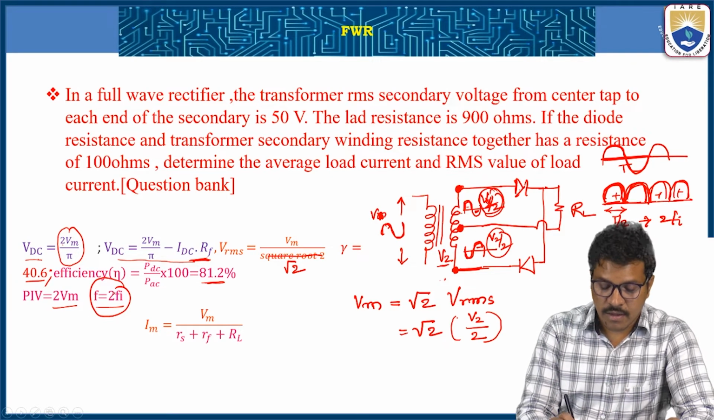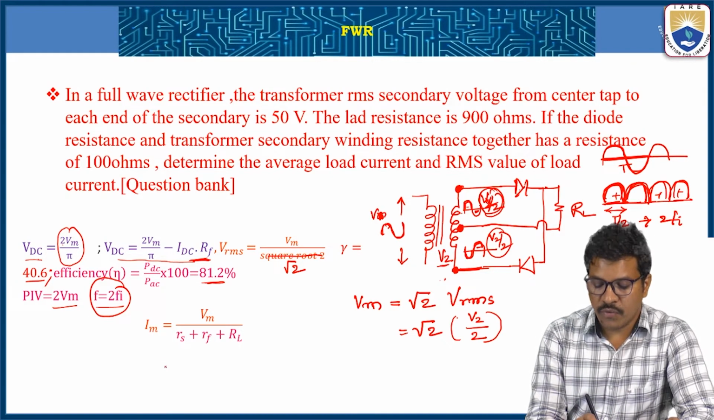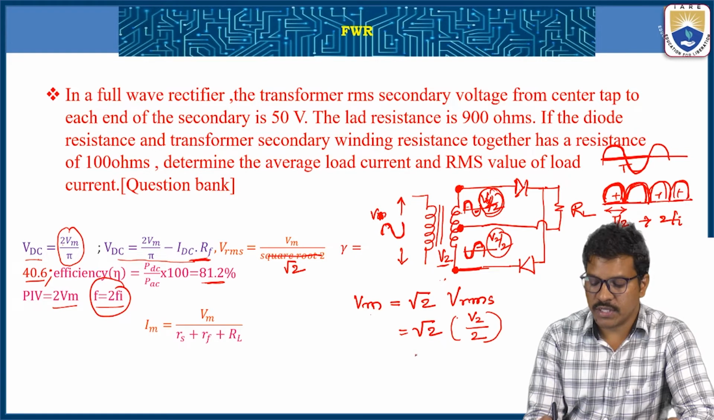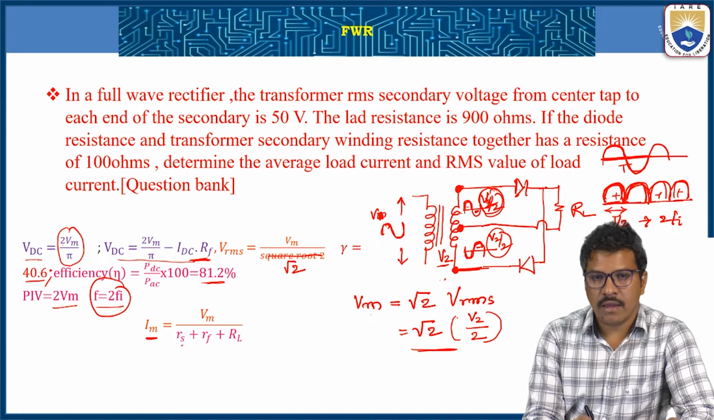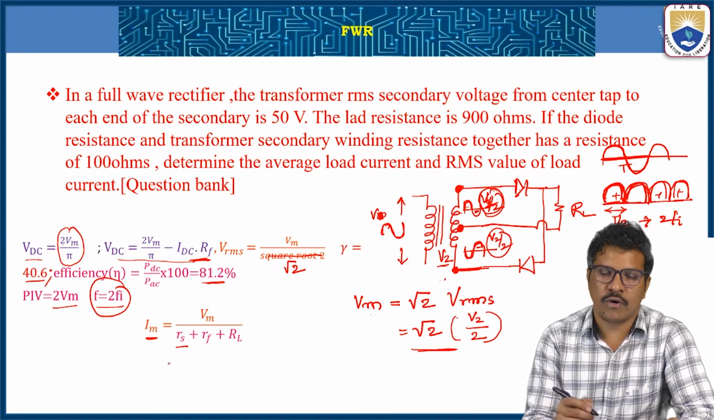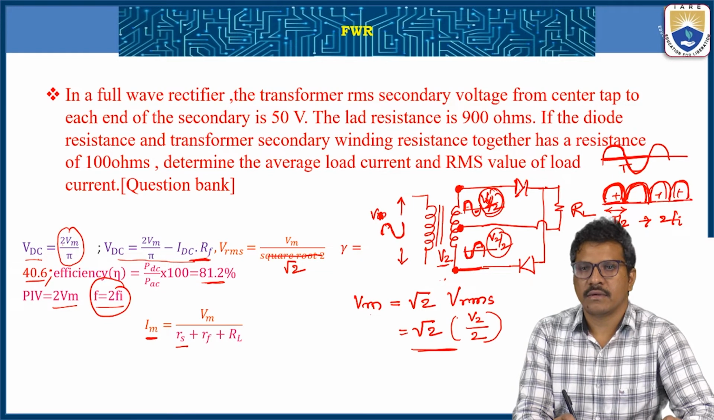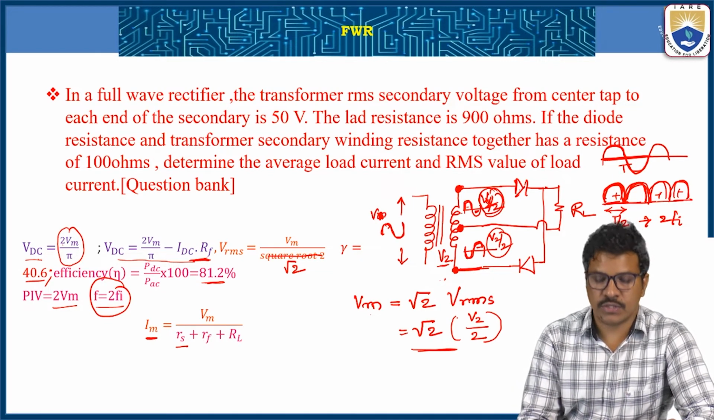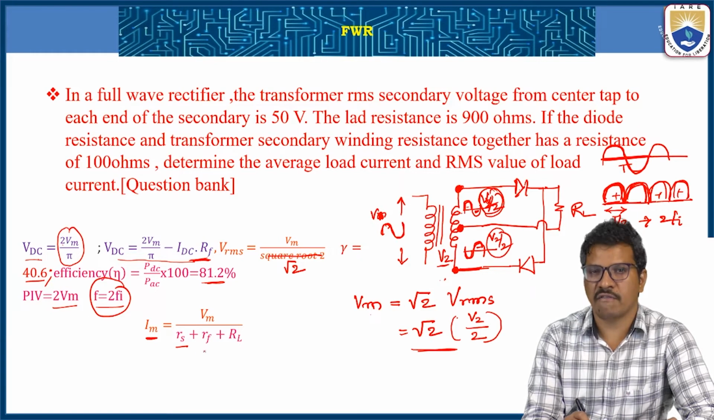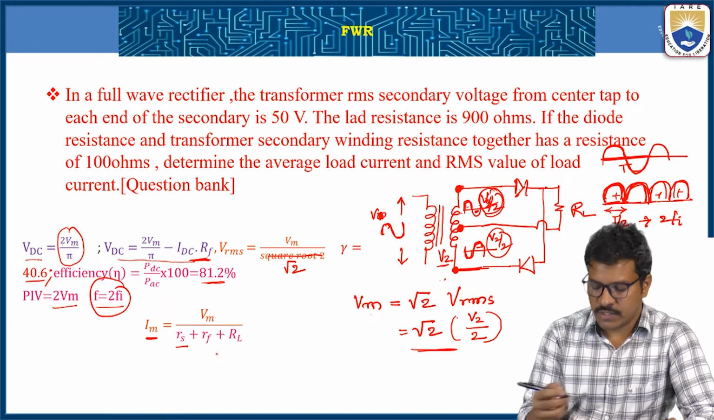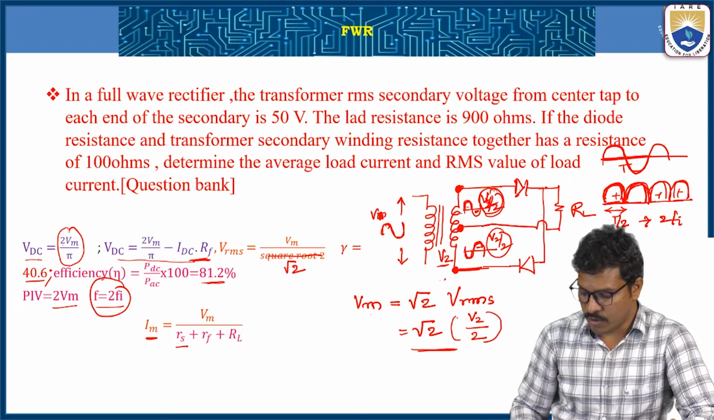So when we know the maximum voltage using this formula, then we will get the maximum current. Im is equal to Vm by RL basically. But if there is secondary coil resistance and forward diode resistance, if we consider those two parameters, then the formula is Im is equal to Vm by Rs plus Rf plus RL. By using all those formulas, we will do this problem.